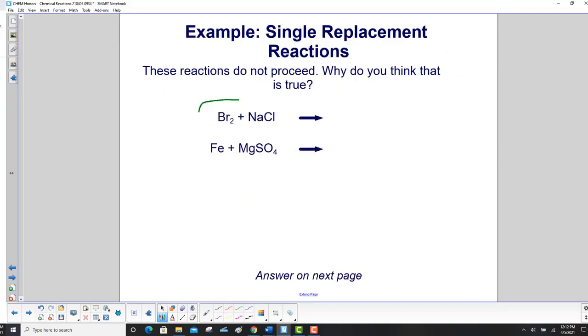These reactions do not proceed. Why do you think that is true? Answer will be on the next page.